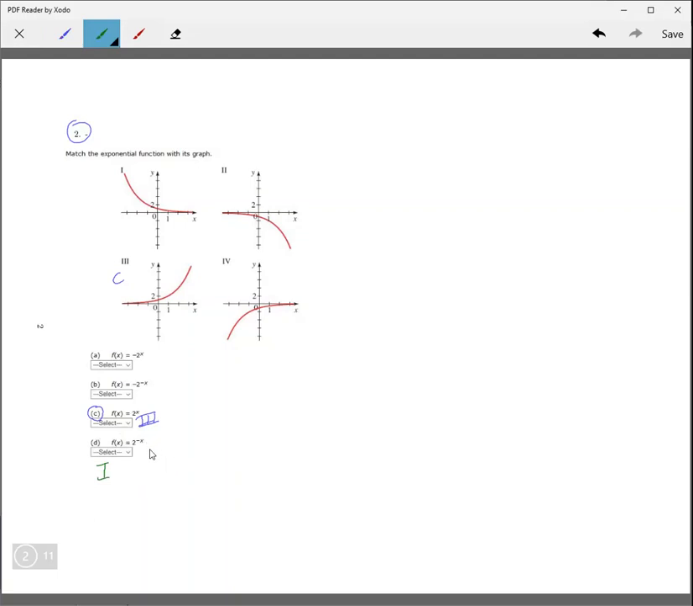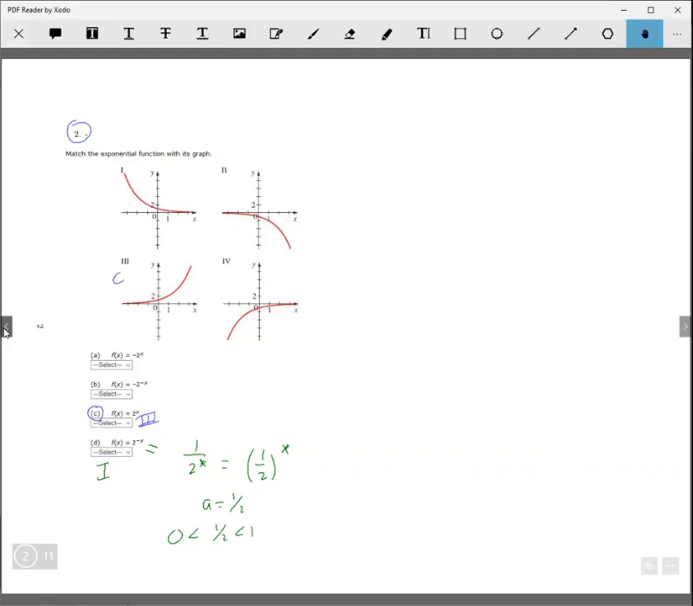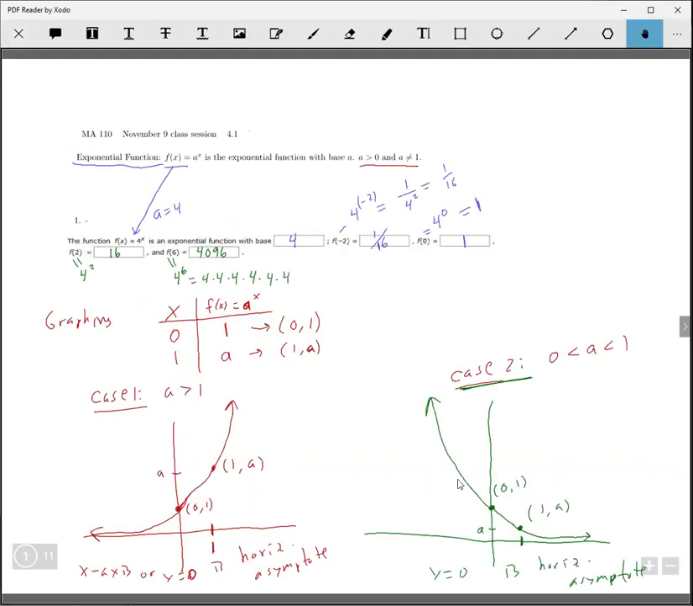It's because this right here, 2 to the negative x, is the same as 1 over 2 to the x, which is the same as 1/2 raised to the x. So here a is 1/2, and it's between 0 and 1. That means it looks like this one. If you look at the previous page, it's that right there.